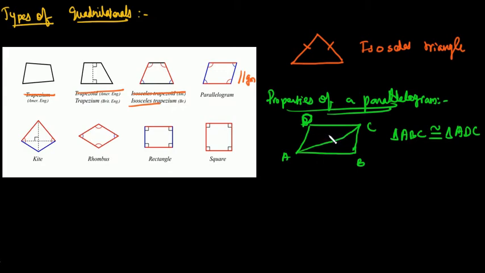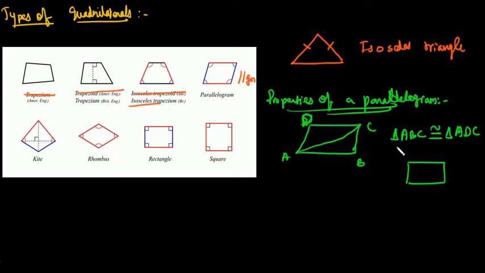Then the converse: if each pair of opposite sides of a quadrilateral is equal, then it is a parallelogram. So suppose we have a quadrilateral in which opposite sides are equal, then you can call that a parallelogram. That is the theorem.